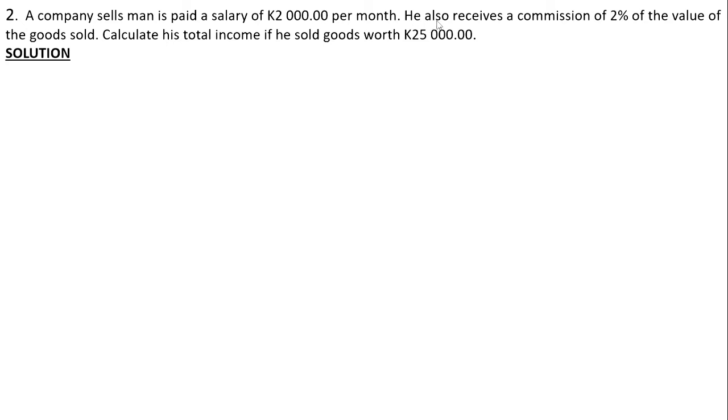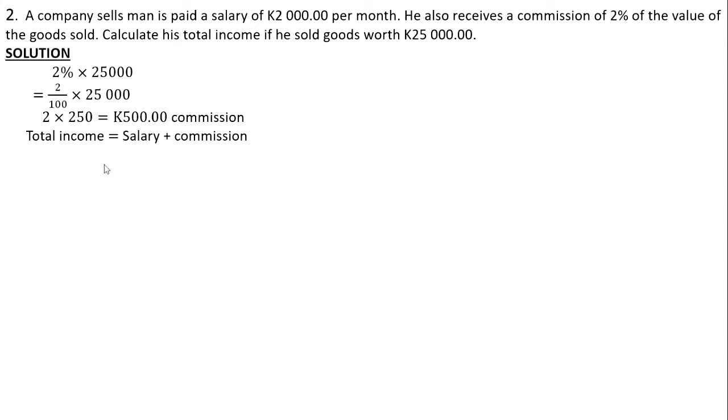For the commission, it was 2% of the value of the goods sold. Since he sold 25,000 kwacha, we are going to get 2% of 25,000. 2% times 25,000 is the same as 2 over 100 times 25,000. 2 times 250 is giving us a 500 kwacha commission. So his total income was the salary plus the commission, where the salary will replace the 2,000 plus the commission, which was 500. So his total income was 2,500 kwacha.